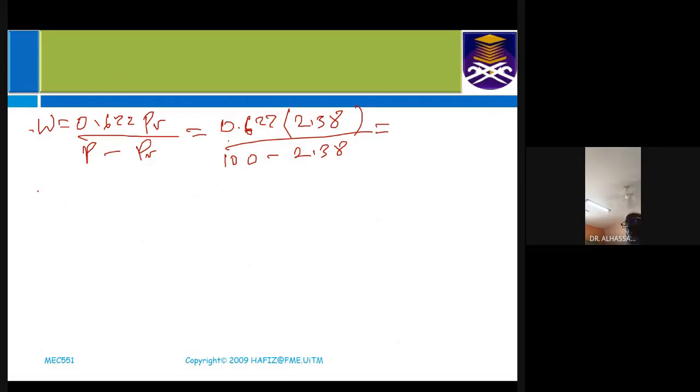Okay, so if you calculate this carefully, this gives me omega equals 0.0152 kilogram. Sorry.